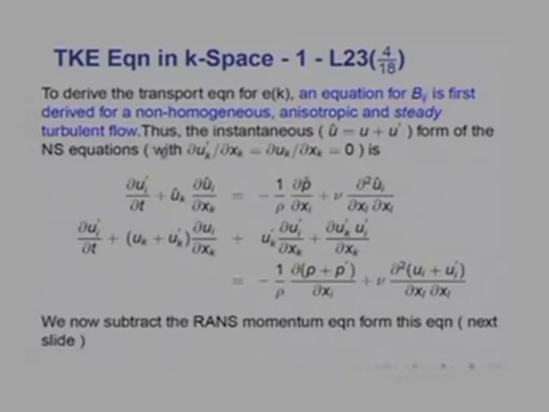Now, as you know, in a steady turbulent flow, du'_k/dx_k plus dU_k/dx_k is 0 from continuity, and the instantaneous form of the Navier-Stokes equation would be given by du_i/dt plus u_k du_i/dx_k equal to the pressure gradient term and the diffusion term. Now, what I am going to do is explain how the second term is modified.